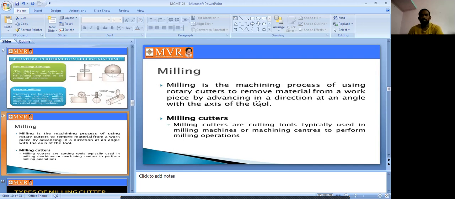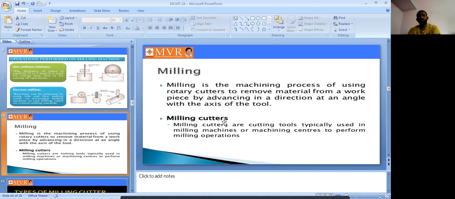So by advancing in a direction at an angle with the axis of the tool. We do the removal by advancing in a direction at an angle with the axis of the tool. So it is called milling. So see here, in a milling operation, based on the cutters, we are removing metal from the workpiece.